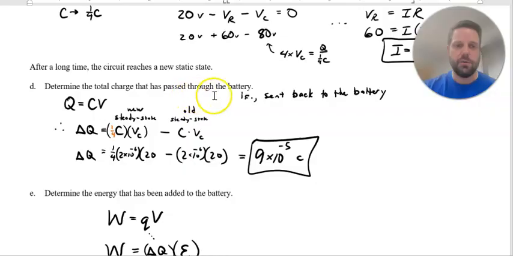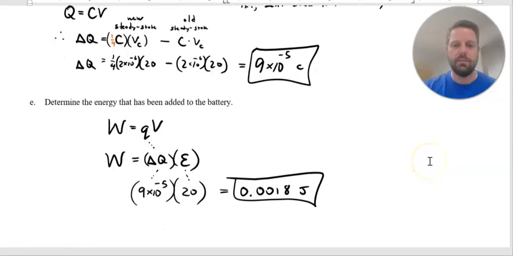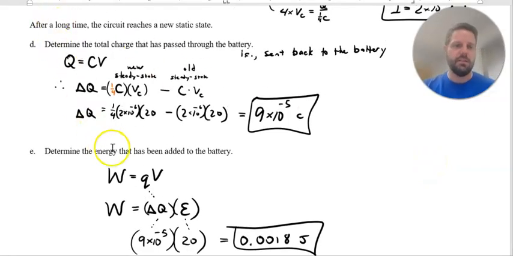This wants to know how much total charge is passed through the battery. We could figure out how much charge is given off by the capacitor, and that's what's being sent back to the battery. And we could also figure out then, based on that charge that's being sent through the battery, how much energy is being added back to the battery. The wording of these D and E, I felt like, makes it a little bit confusing, but once you get through it, it's pretty straightforward, I hope.